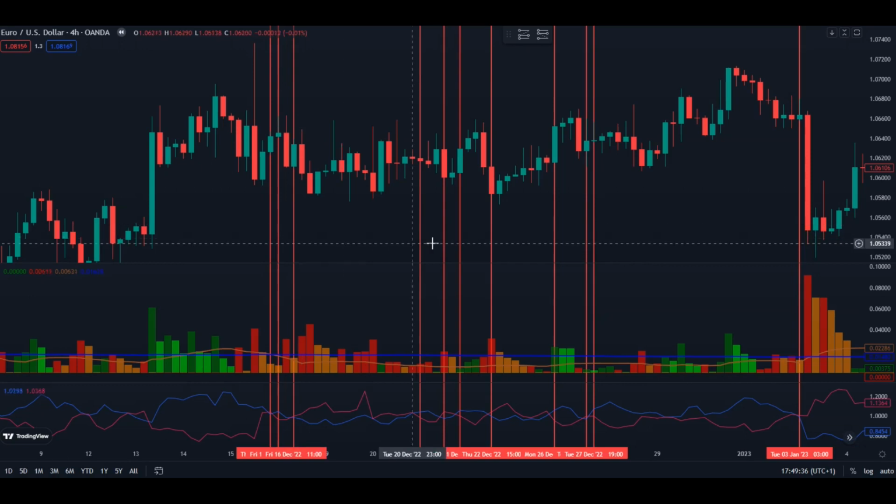Let's count those real quick. We got 3, 4, 5, 6, 7, 8, 9, 10, 11 signals. And now we check if all of those trades would have been valid if we would have traded with the volume indicator implemented.